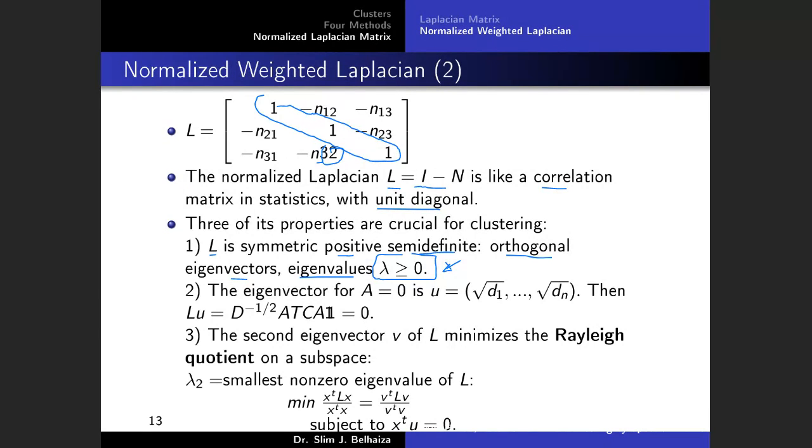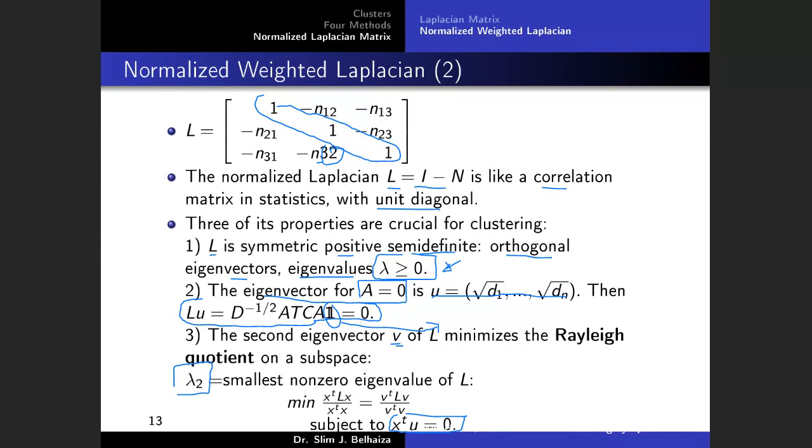The eigenvector for eigenvalue 0 is given this way: the square root of d1 till dn, and you get Lu, given by this normalized Laplacian matrix multiplied by u, which gives you 0. And the second eigenvector v of L minimizes the Rayleigh quotient on a subspace. So the corresponding eigenvalue would minimize the Rayleigh quotient with the condition that x transpose u equals 0. So these are some properties of the normalized weighted Laplacian.